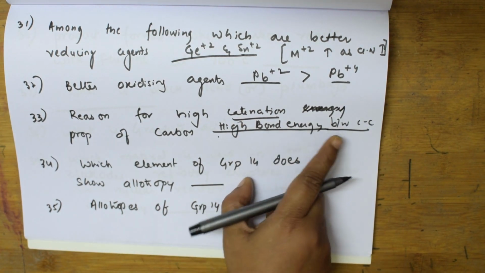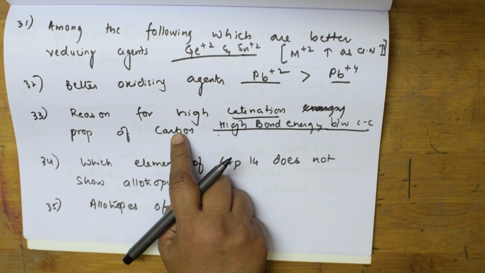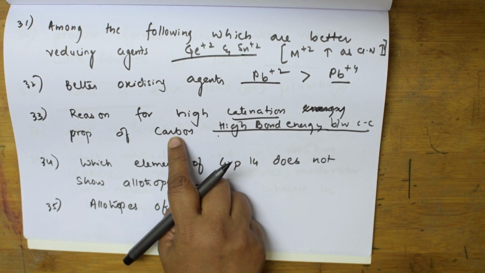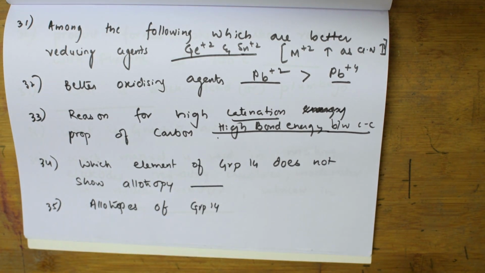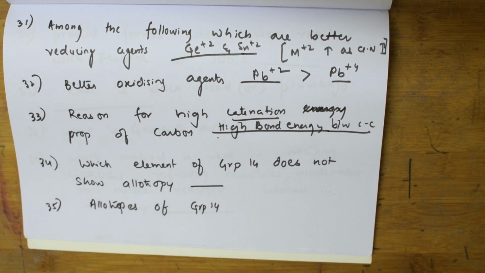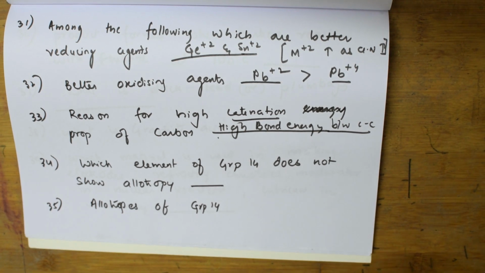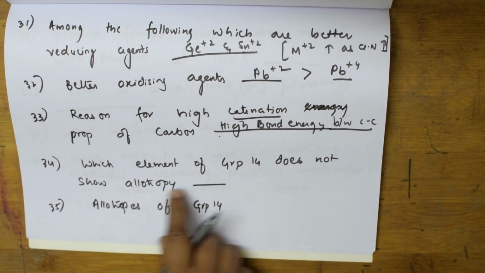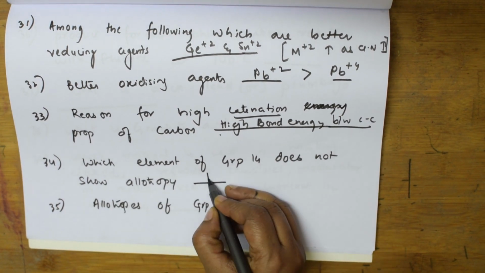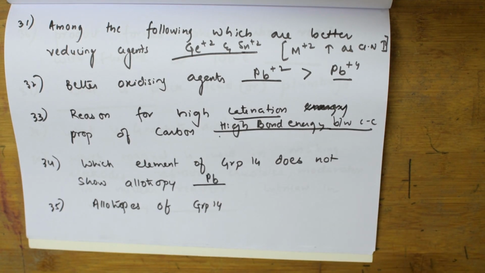Let us see. If it is a bond between carbon and carbon, the bond energy is 83 kilocalories per mole. If it is between carbon and oxygen, 86 kilocalories. If it is between carbon and chlorine, it is 81 kilocalories per mole. Right? So if there is high bond energy, automatically they show catenation property. Right. Next question. Which element of group 14 does not show allotropy? So obviously lead. Lead does not show allotropy.